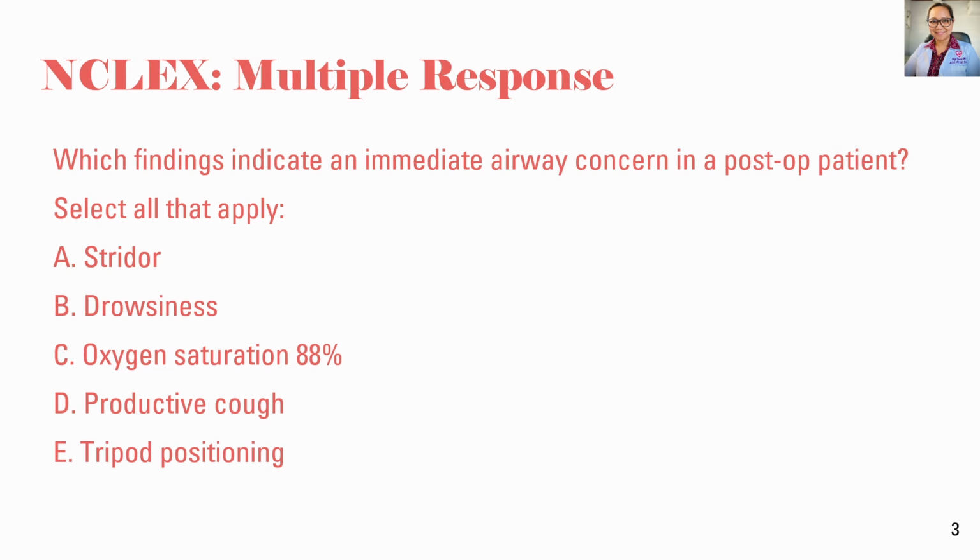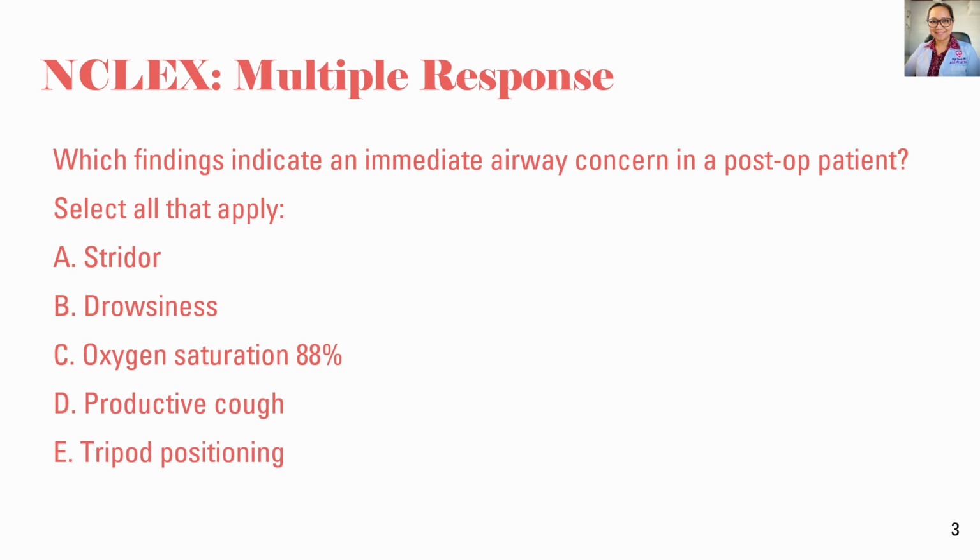For a final clinical tip, when prioritizing post-op airway concerns, look for signs of obstruction, such as stridor, tripoding, hypoxia, which is low SpO2, or increased work of breathing or abnormal positioning. Avoid getting distracted by nonspecific findings like drowsiness or normal compensatory signs like a productive cough.